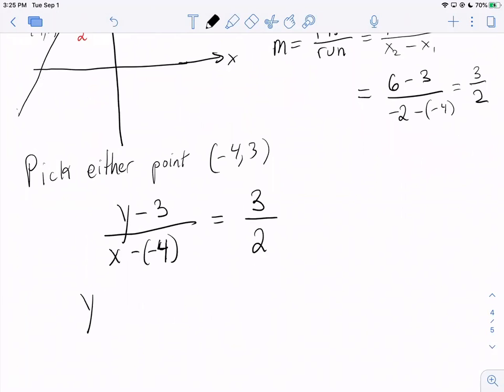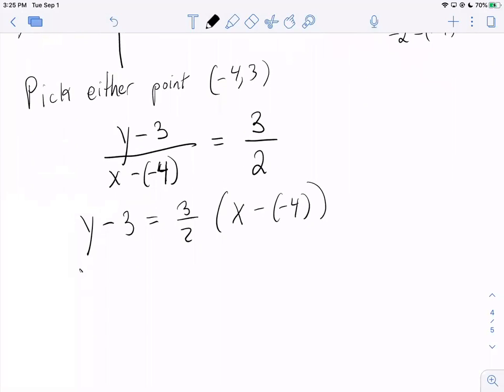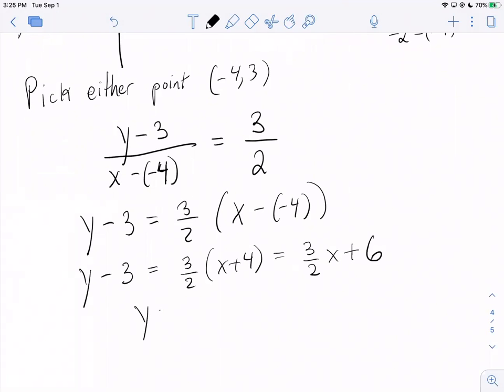So you can write y minus 3 equals 3/2 times x minus -4. And then I'll be careful here, I'm not going to jump too much. Y minus 3 equals 3/2 x plus 4, which is the same as 3/2 x plus 6. Add 3 to both sides, I get y equals 3/2 x plus 9.